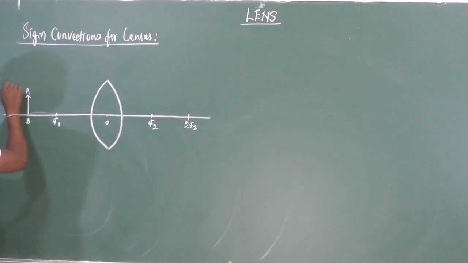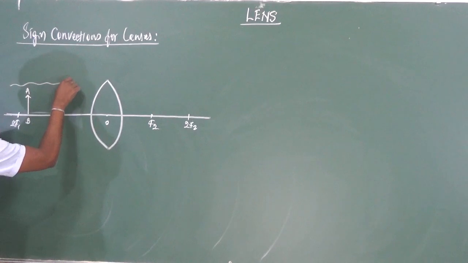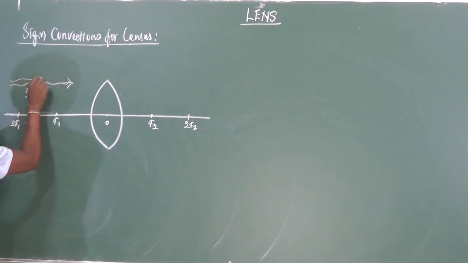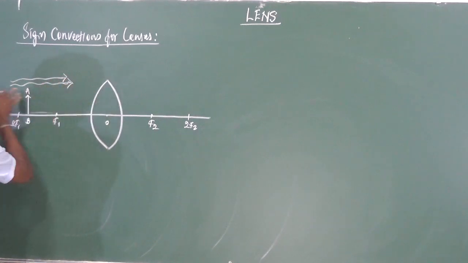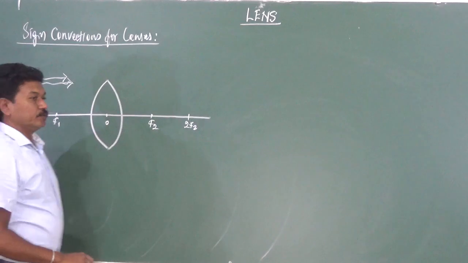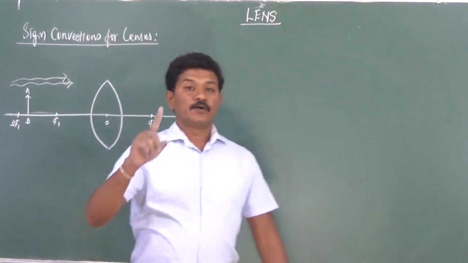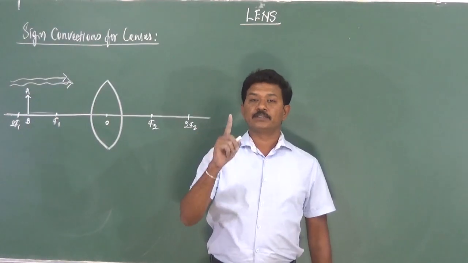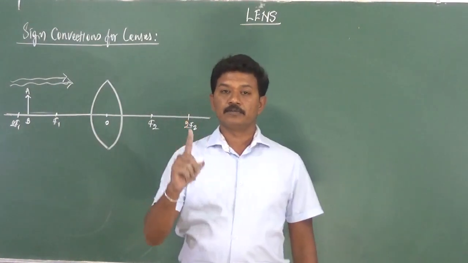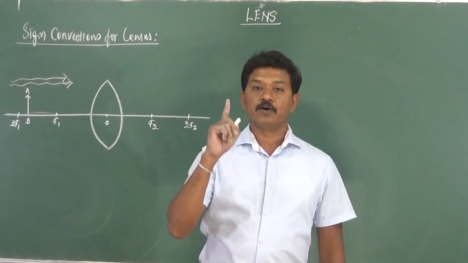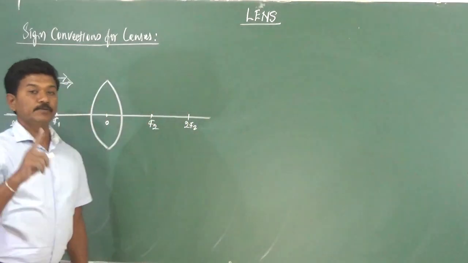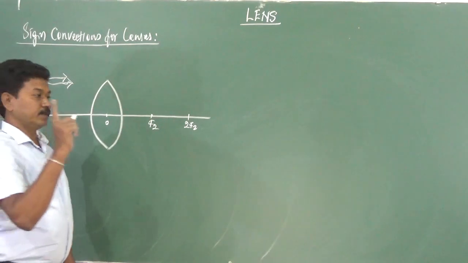Now the light rays are coming and falling on the lens in this direction. Whatever measurements you do, rule number 1 I am telling you: whatever measurements you do with respect to a lens, all the measurements should be done from the optic center of the lens. Remember this, all measurements should be done from the optic center of the lens.